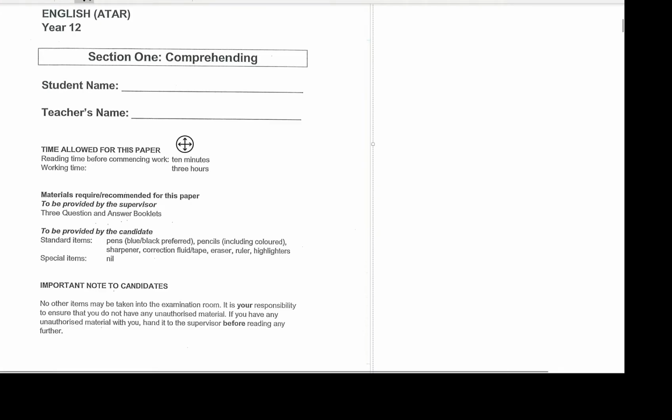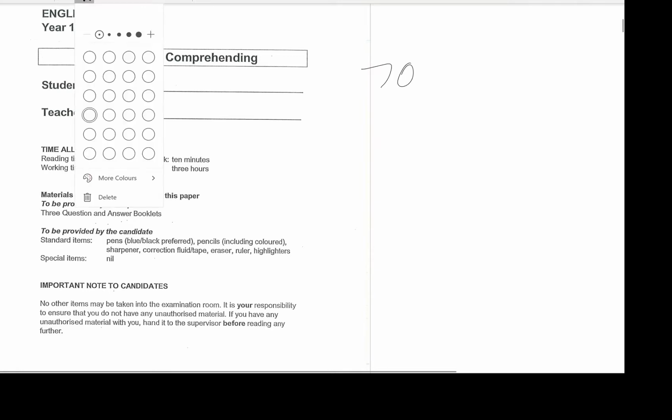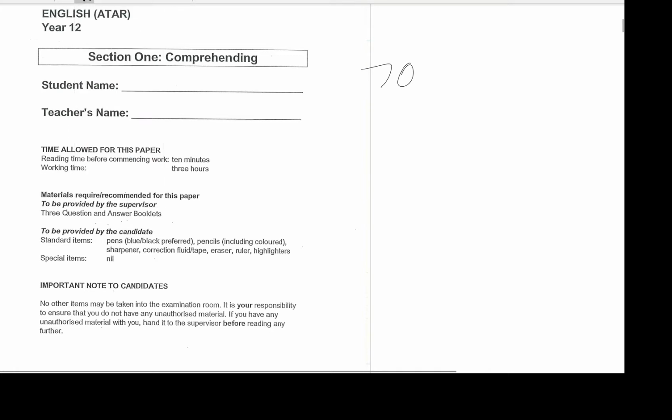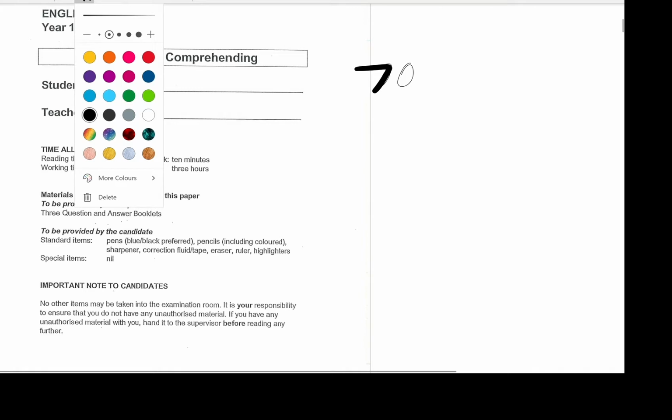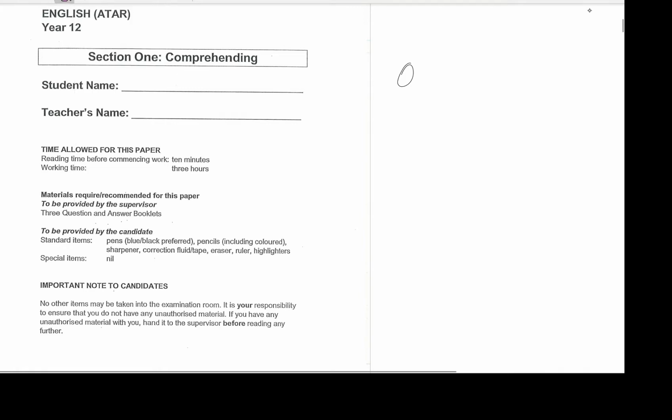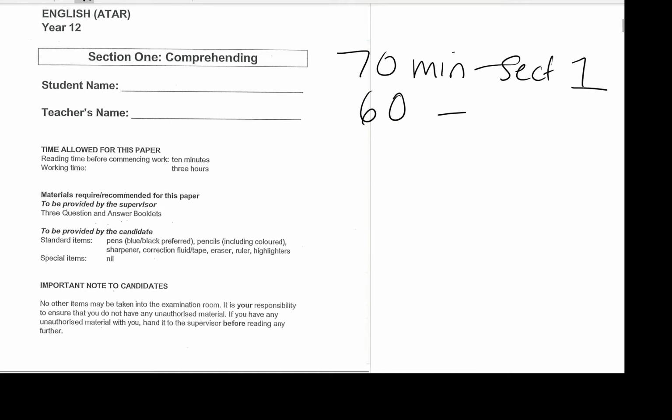Because of the difficulty of Section 1, I always advise students to spend a little bit longer in this section. I advise them to sacrifice a bit of time off Section 3, where you don't need to write as much to prove that you can write well, and where hopefully the opportunity to use your personal voice will allow you to do better. I'll talk more about Section 3 in another tutorial.